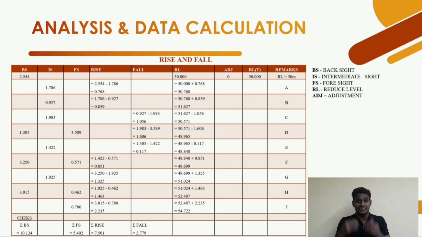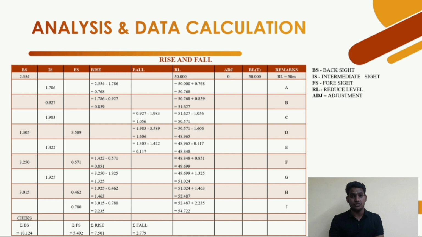The next is data and calculation. First, we are going to calculate the data for the rise and fall method. This method involves determining the level difference between consecutive points by comparing each point after the first with the one immediately preceding it. Based on the table, this is how we book the values of backsight, intermediate sight, and foresight. Now I am going to explain how to get these values.